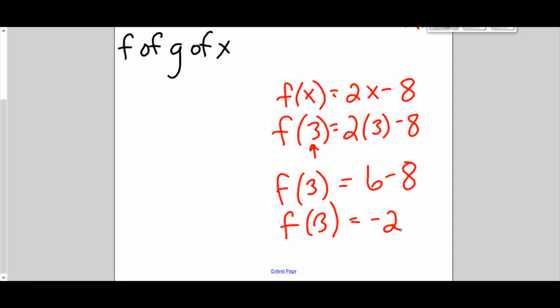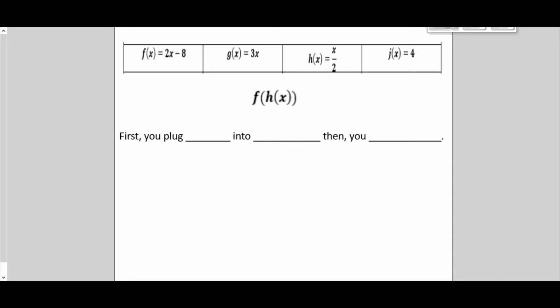Now we can do the same thing. We can plug in values for x, but this time the values that we're plugging in for x are not necessarily numbers, they could be functions. So let me show you an example of a composition of functions. Here I did provide the stem for you. I defined 4 functions up there, and we're only going to use 2 of them. f of x equals 2x minus 8, g of x equals 3x, h of x equals x divided by 2, and j of x equals 4. The problem is asking me to do f of h of x.